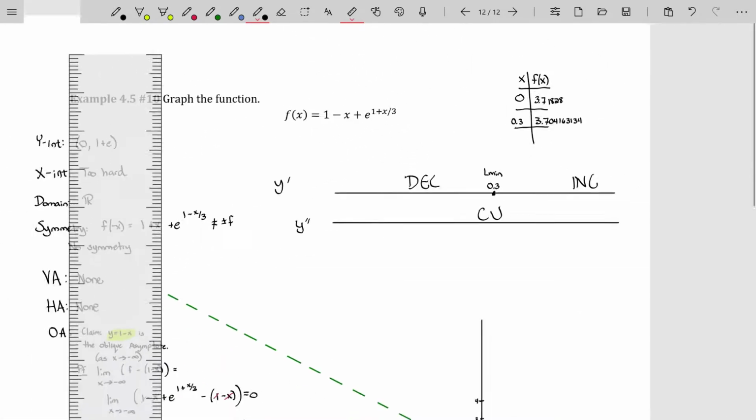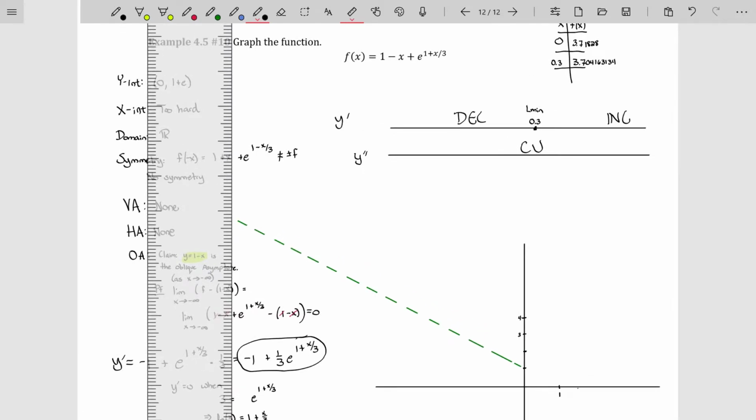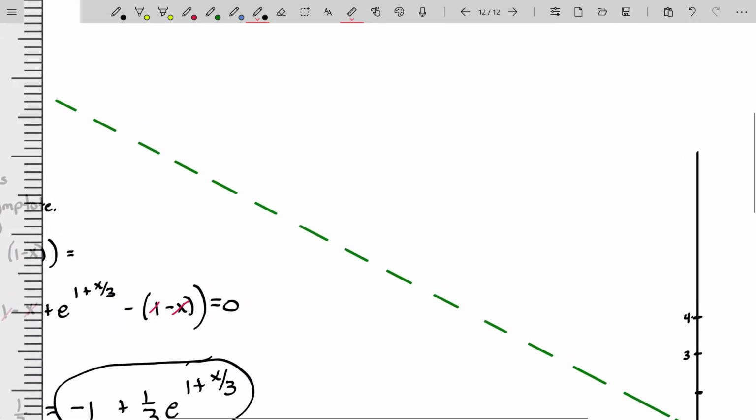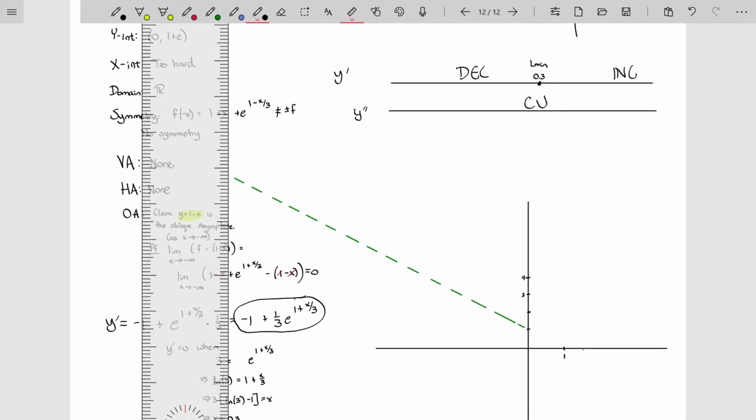So I have labeled y prime and y double prime, the number lines up above. I've also stated where we have our local minimum, where we're decreasing, increasing, all that other fun stuff. And probably the most important part of this graph, the oblique asymptote, easily forgotten. So be very careful about that.